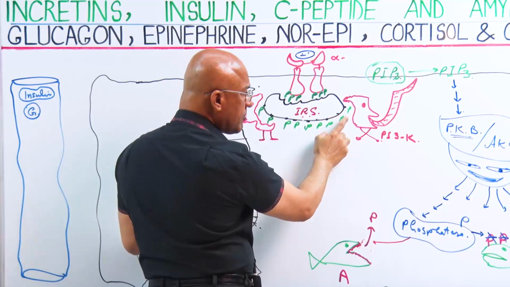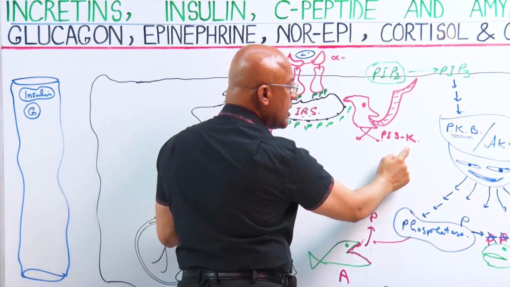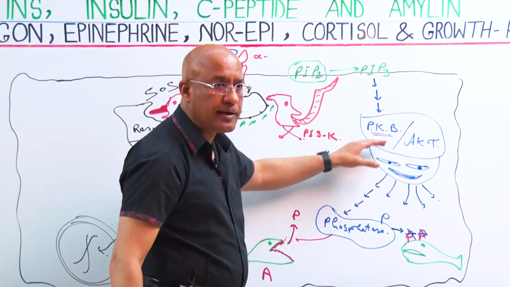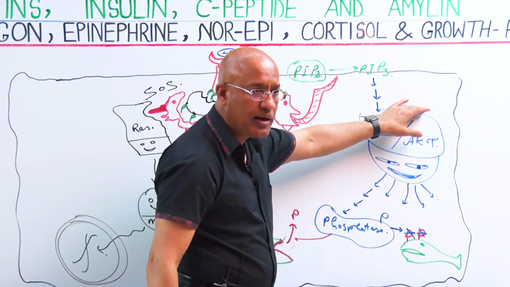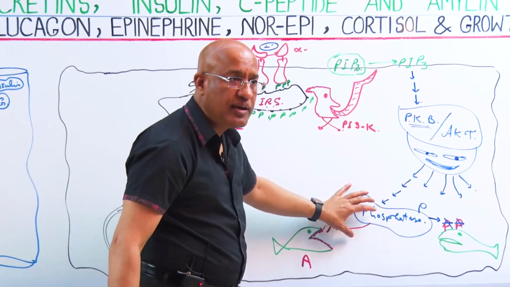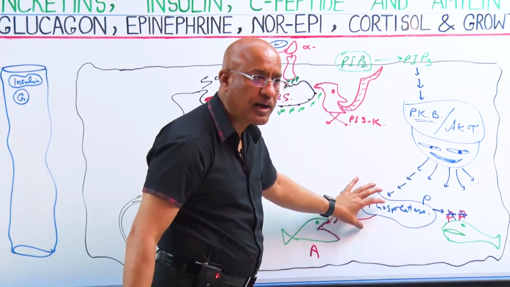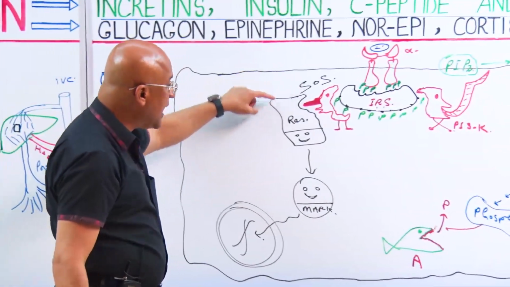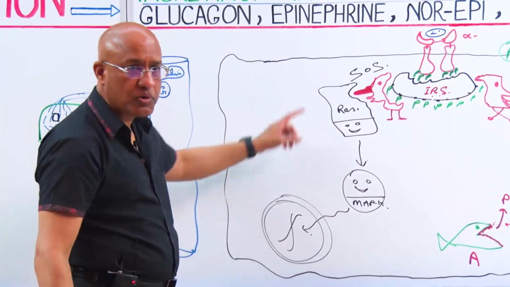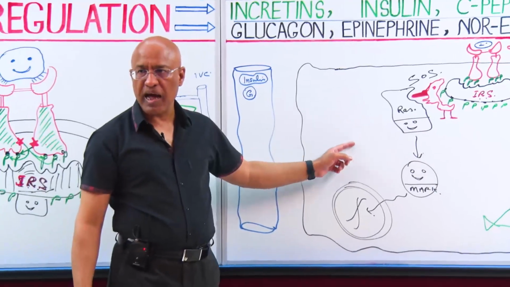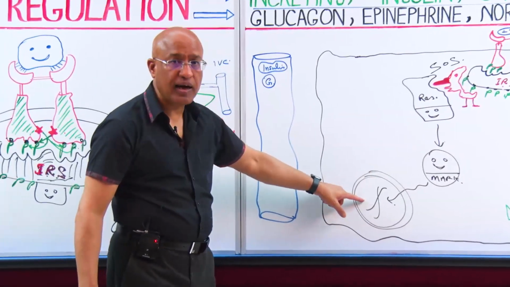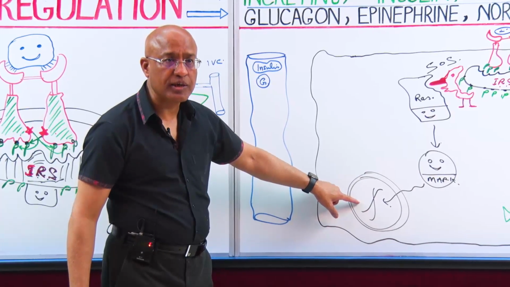Number one, the PI3K-AKT pathway, which will bring rapid changes in the membranes, I will talk later, or rapid changes in enzyme function, phosphorylations or dephosphorylation. The other pathway is the RAS-MAP kinase pathway. What do we call it? RAS-MAP kinase pathway. This pathway actually affects the genetic material.